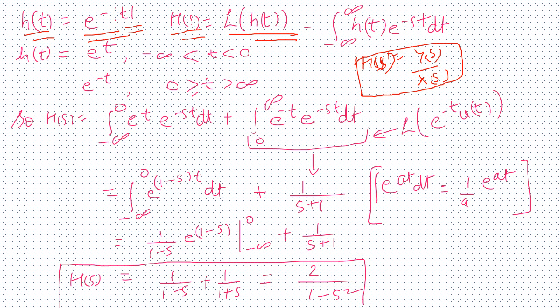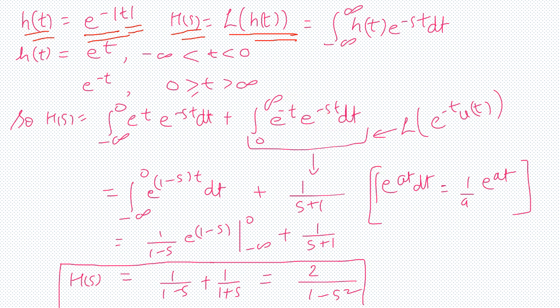So Laplace of h of t is equal to, by the definition of Laplace, the integral from minus infinity to infinity of h of t e power minus st dt. Now h of t, as we already know, is e power t for t from minus infinity to 0 and e power minus t from 0 to infinity. So we'll put that here and break the limits. From minus infinity to 0 it is e power t e power minus st dt, and from 0 to infinity it is e power minus t e power minus st dt.